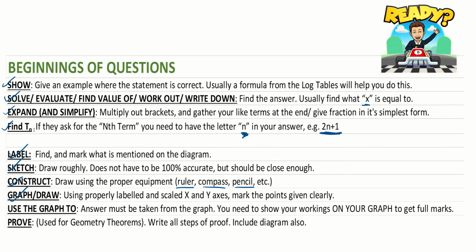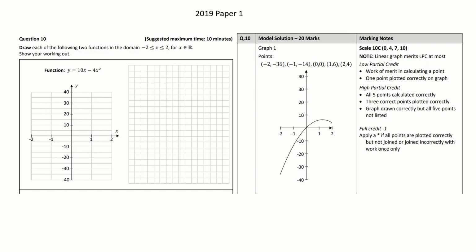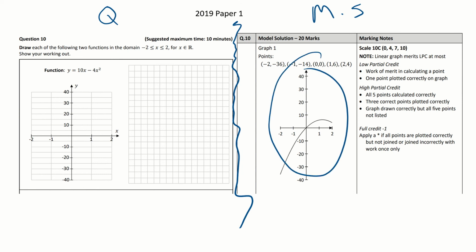Okay, following on from that, if the question asks you to use the graph to do something, this is important. And I'll go back to this question here. So just so we're clear, this bit here is the question and this bit here is the marking scheme. So if you're asked to graph something, then you should end up with something like that there.